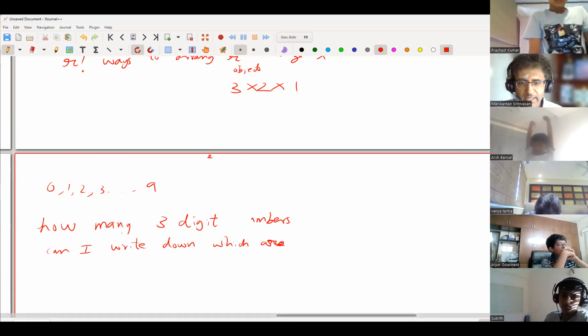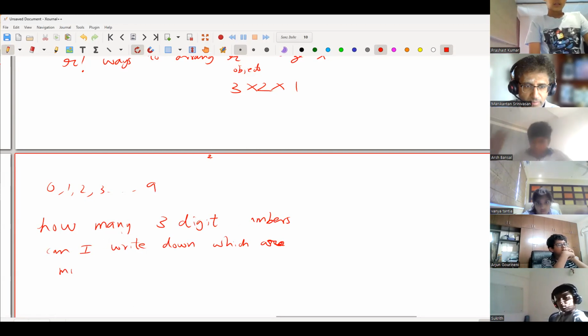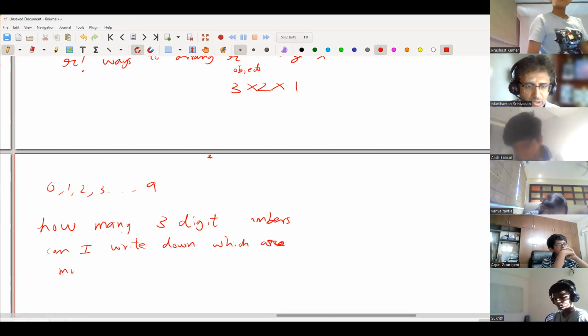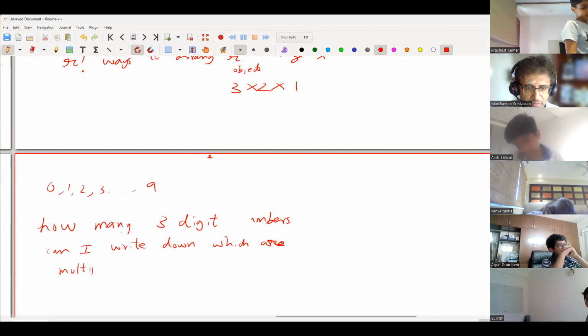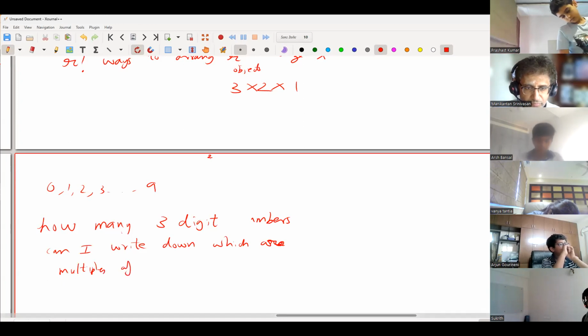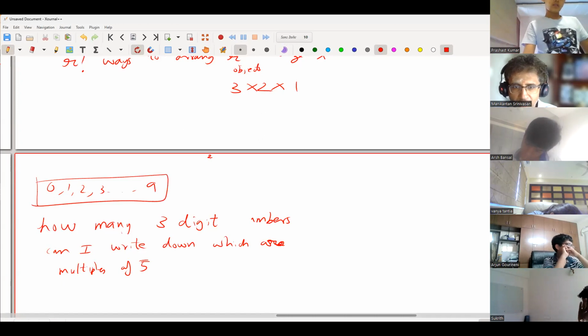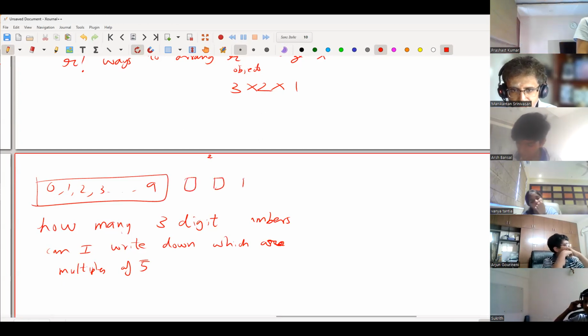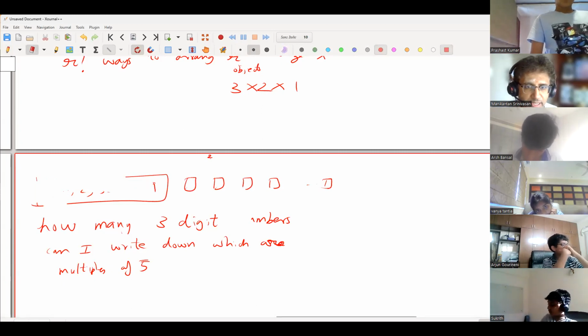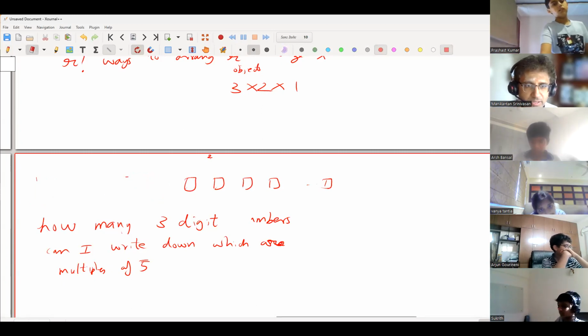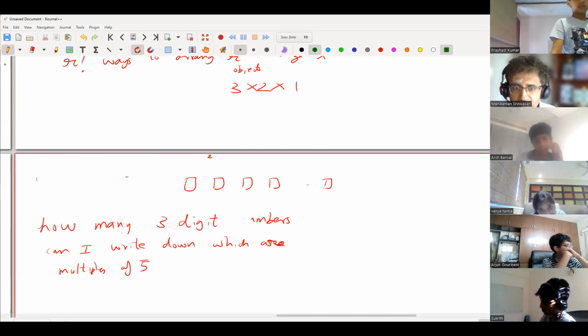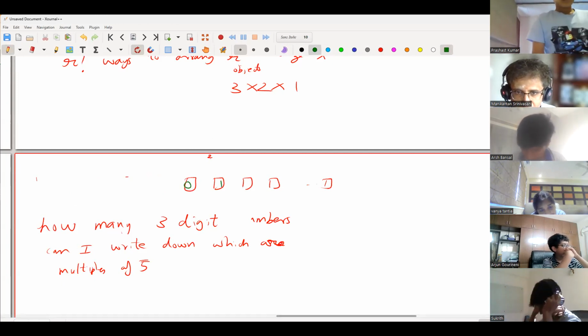How many 3-digit numbers can I write down which are multiples of 5? I cannot repeat any digits. So just think of them as 0, 1, 2, 3, so on till 9. Maybe a representation like this is good. So this is 0. You have all these like Scrabble pieces.